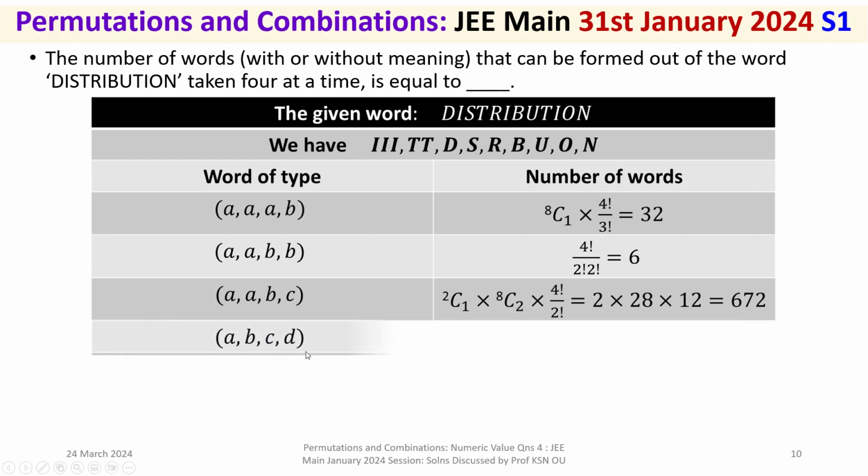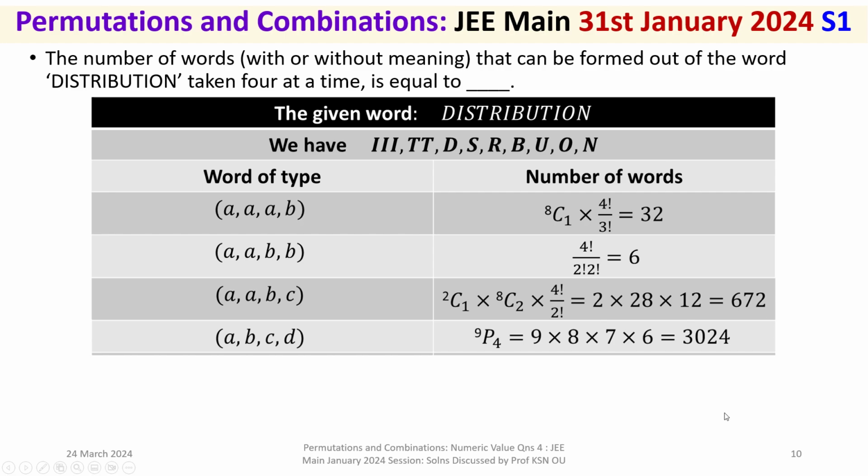The last one is where all are distinct: A, B, C, D are distinct. A can be I, B can be T, any combination of A, B, C, D. So how many choices are there for A, B, C, D? For I, T, and the others, it is 9 choices. So it is 9C4 multiplied by factorial 4, that is the same as 9P4, that is 9 into 8 into 7 into 6, that is 3024.